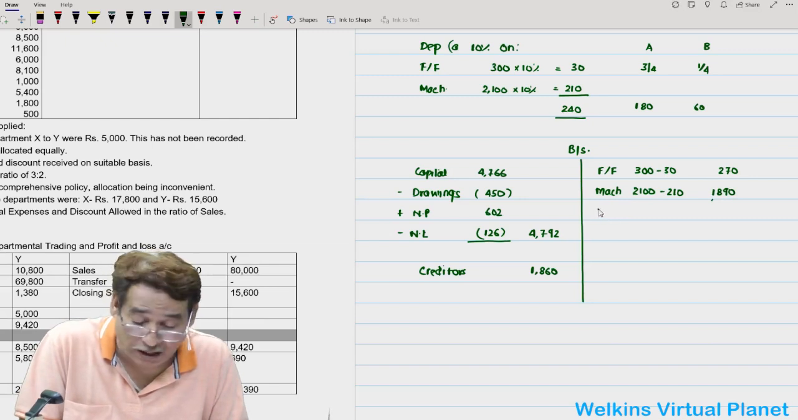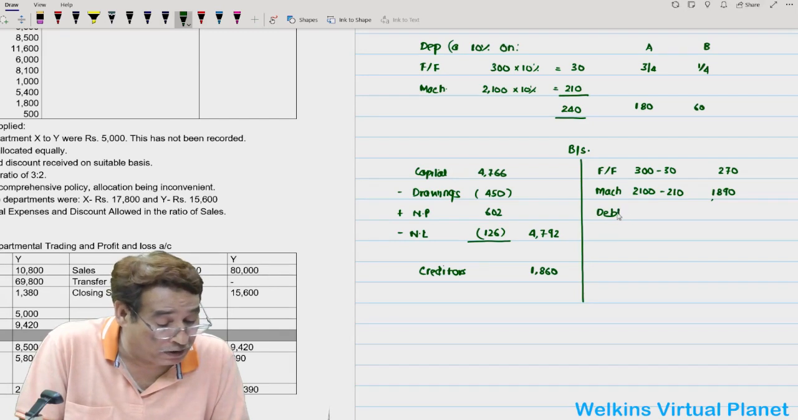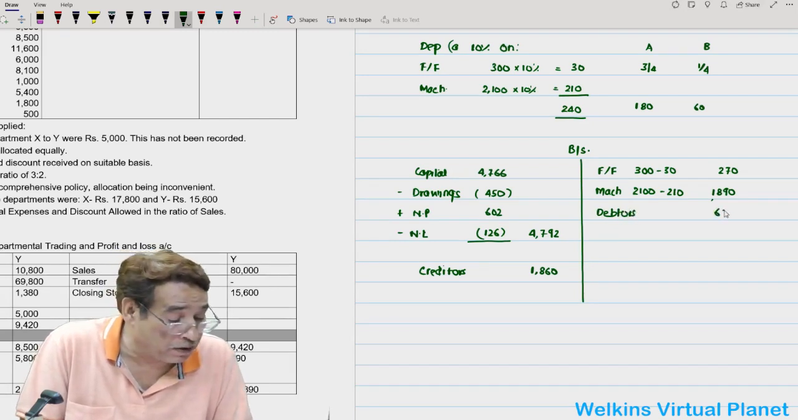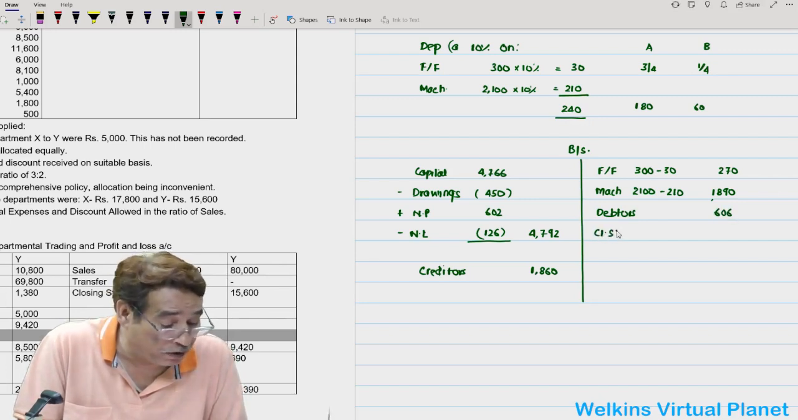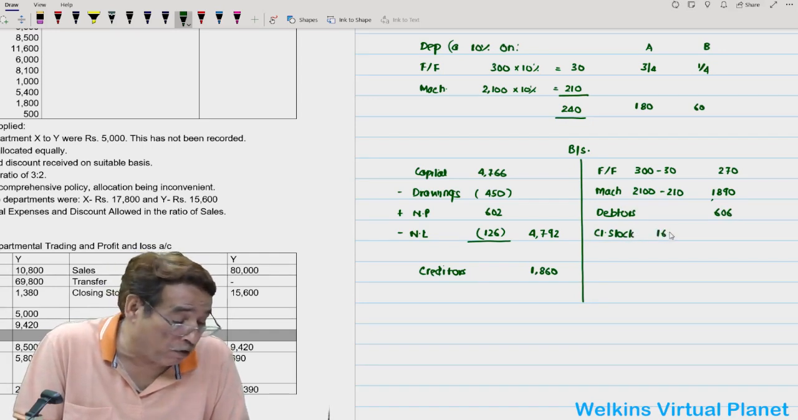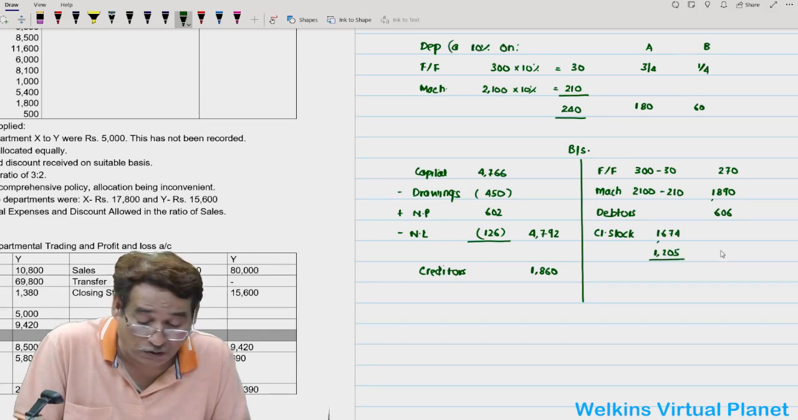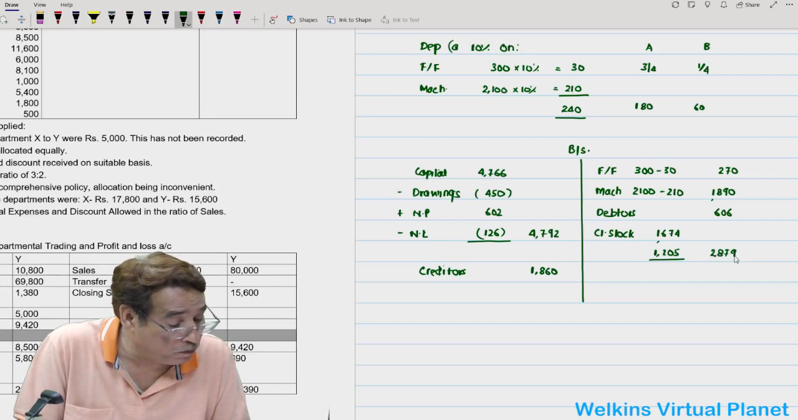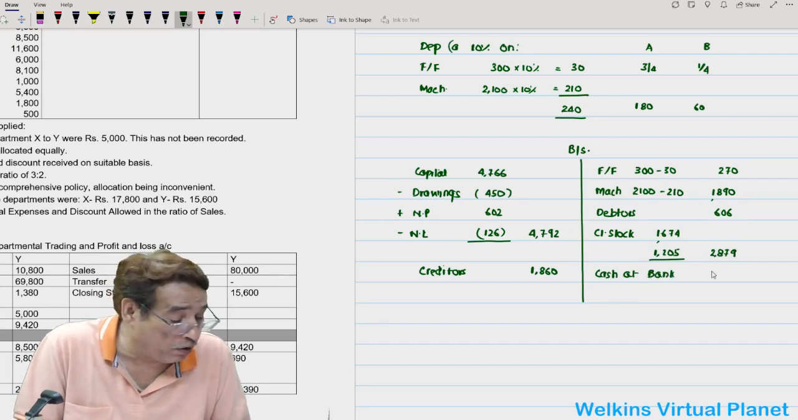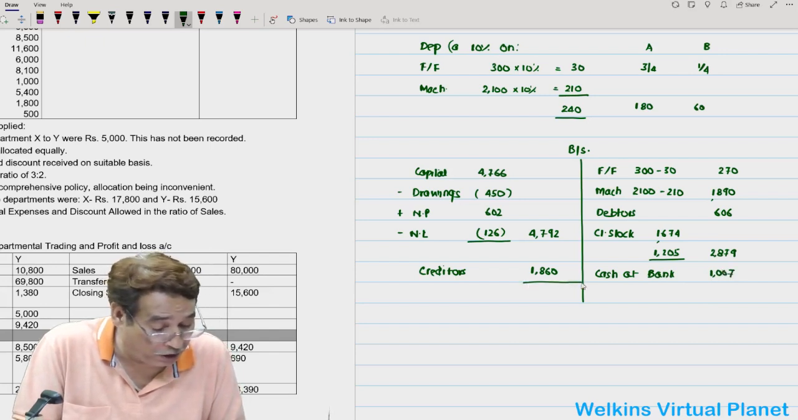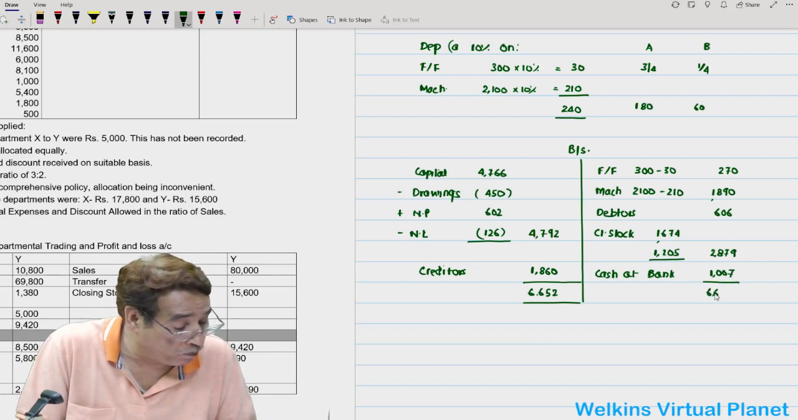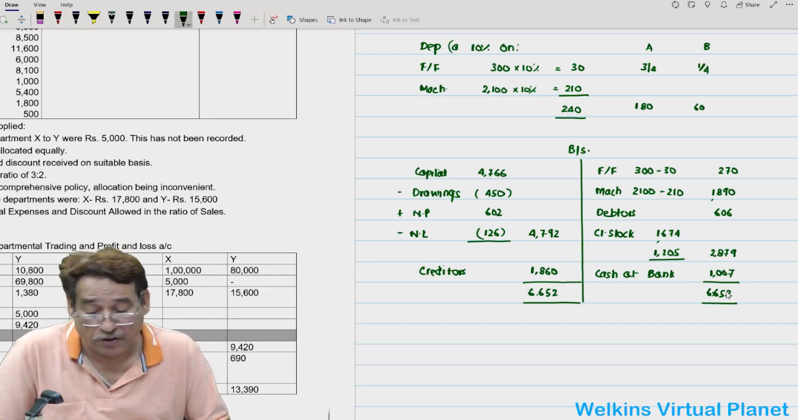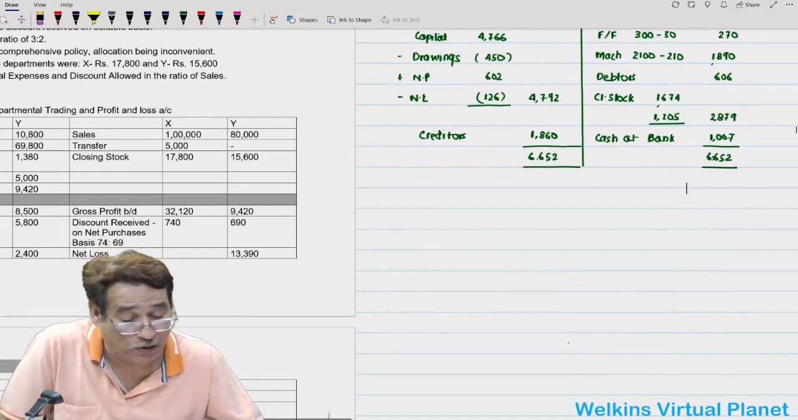Then in this particular question, we have been given debtors. The amount of debtors is 606. And don't forget to write closing stock. Closing stock of department A was 1674 and of department B is 1205. So total closing stock will be equal to 2879. And cash at bank is also there and it is equal to 1007. So now you will tally your balance sheet. It will be equal to 6652. So this is how you are going to tally your balance sheet. Is it clear to you? So I hope you are able to get this particular question.